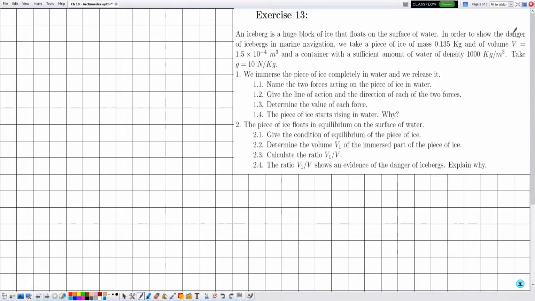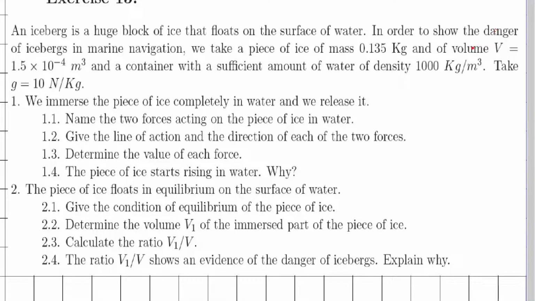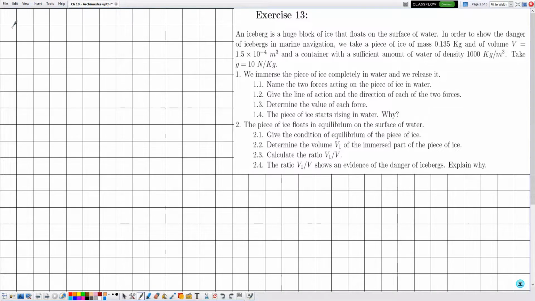Exercise number 13. An iceberg is a huge block of ice that floats on the surface of water. In order to show the danger of icebergs in marine navigation, we take a piece of ice of mass 0.135 kilograms. So let's denote this mass to be m is equal to 0.135 kilograms. And of volume V is equal to 1.5 times 10 to the power minus 4 meter cube.